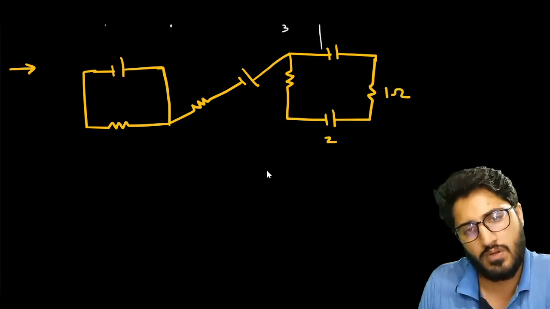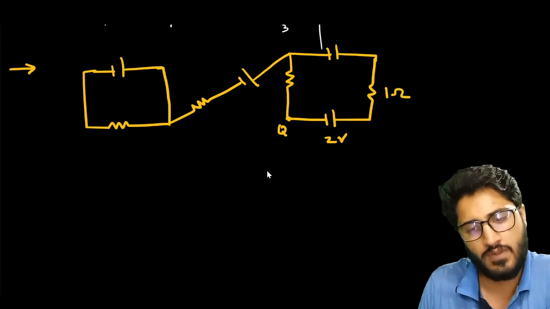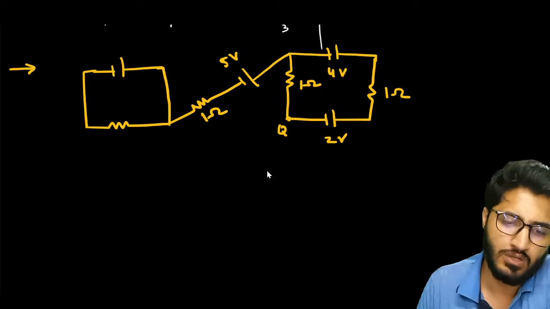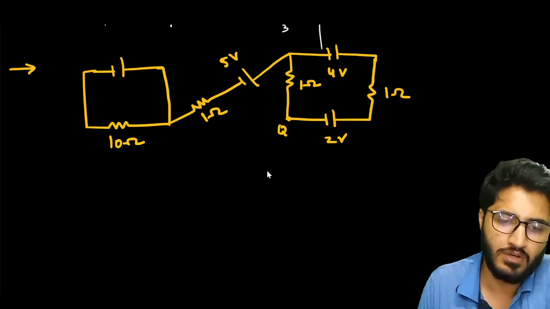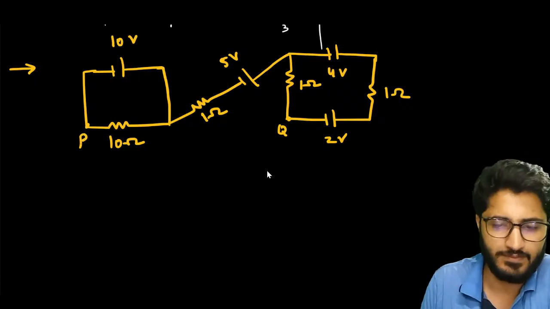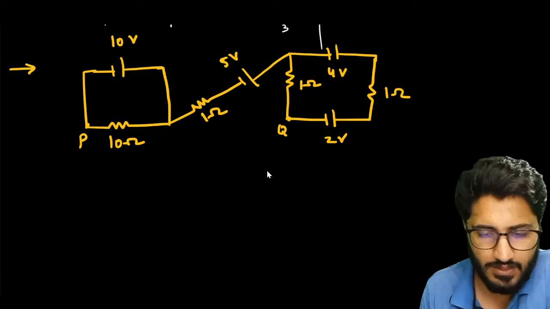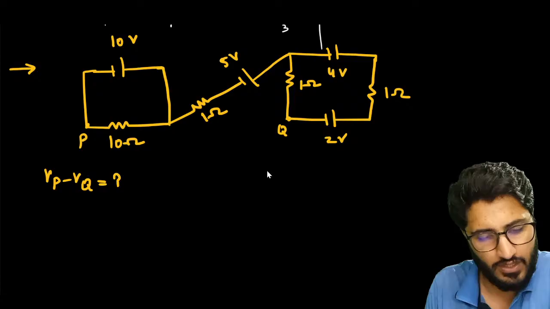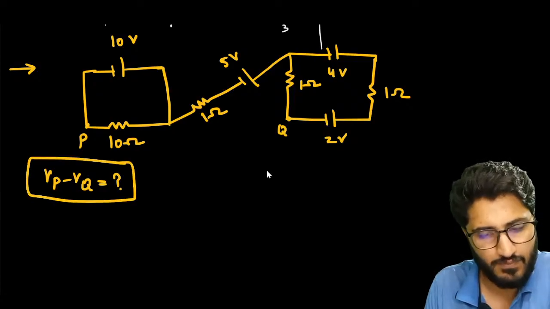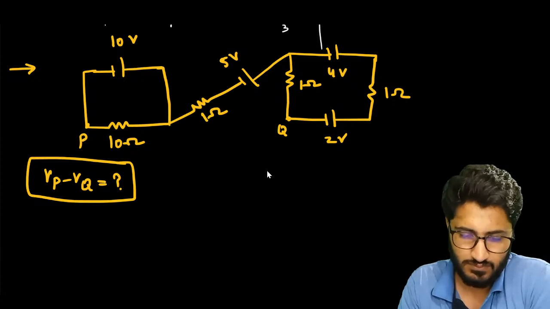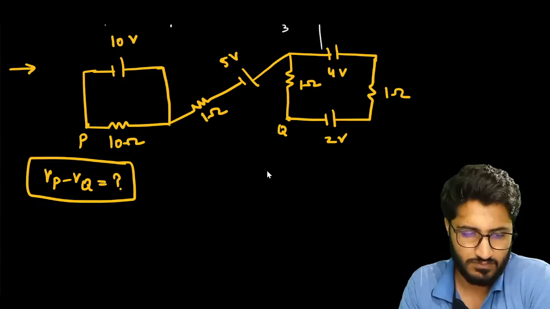1 ohm, 2 volt, Q, 4 volt, 1 ohm, 5 volt, 1 ohm, 10 ohm, 10 volt. P. Done. Vp minus Vq. You need to find this one now. Clear?